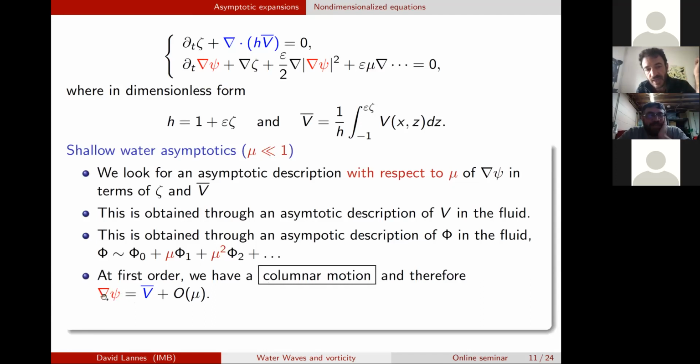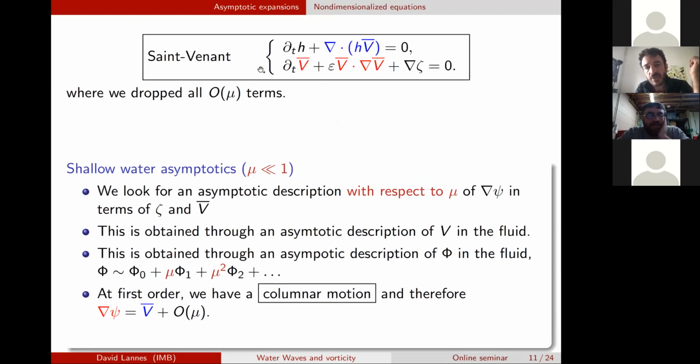And so the horizontal velocity at the surface is the same as the average horizontal velocity. And then at first order, if you neglect the terms of order mu in your full equations, you can replace grad psi by v bar and neglect all the terms of order mu like these ones. And you find the Saint-Venant, or in English, nonlinear shallow water equations, which are a set of hyperbolic equations. Okay, so this is the derivation of this asymptotic model from the Zakharov-Craig-Sulem equations.